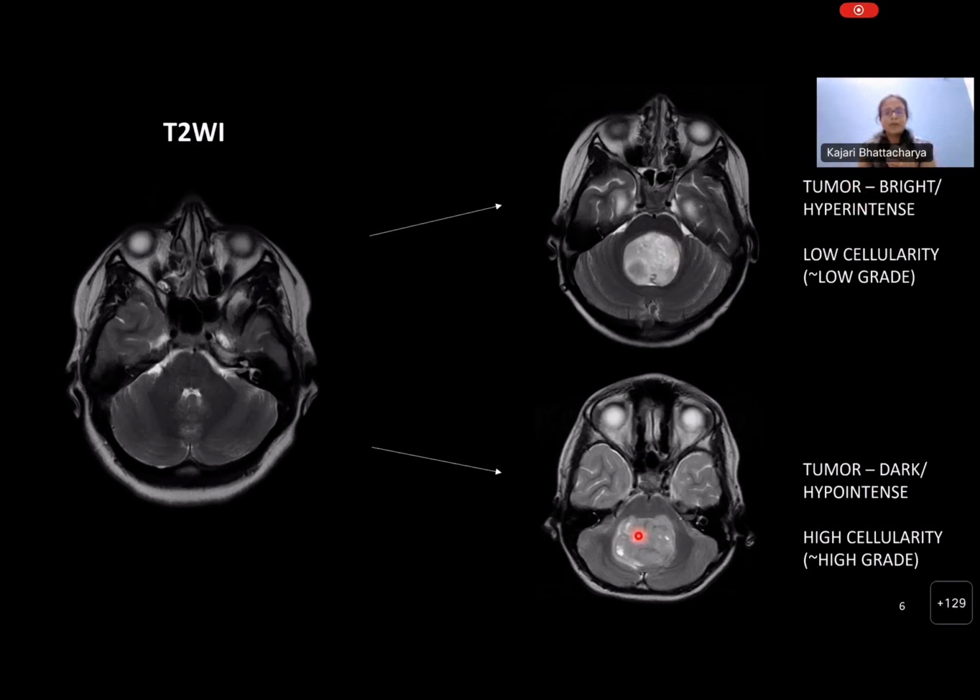And hyper and hypo as compared to what? So we compare it with the signal intensity of the gray matter. If the lesion is brighter than the gray matter, we say it is hyperintense. If it is darker than the gray matter, we say it is hypointense. So basically, this gives us an idea about the cellularity, or if we can extend it, the grade of the tumor in some cases. So the cellularity is very well depicted by this. So here we can say that this is generally a hypocellular tumor or a lower grade tumor, whereas this one is a higher grade tumor.